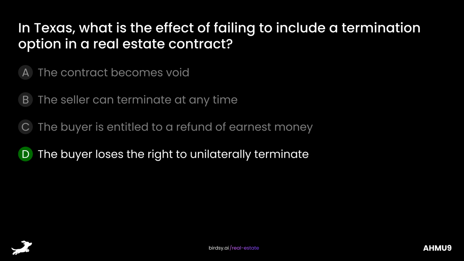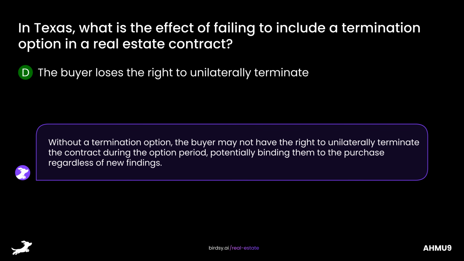The answer is D, the buyer loses the right to unilaterally terminate. Without a termination option, the buyer may not have the right to unilaterally terminate the contract during the option period, potentially binding them to the purchase regardless of new findings.